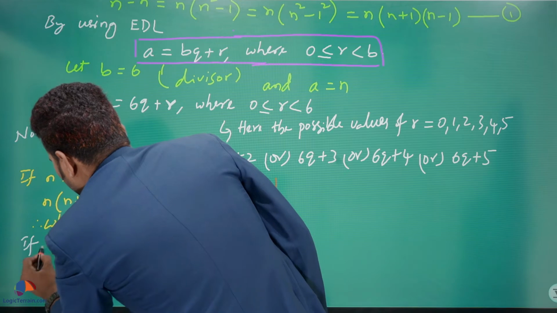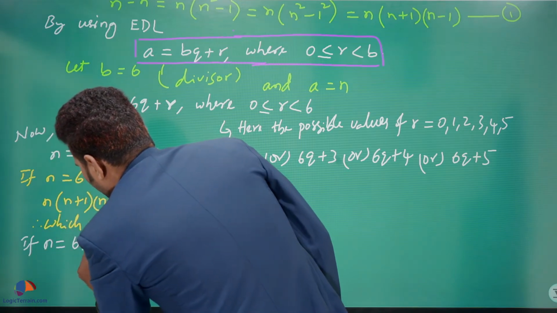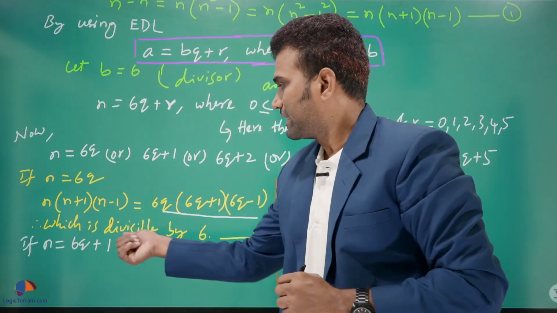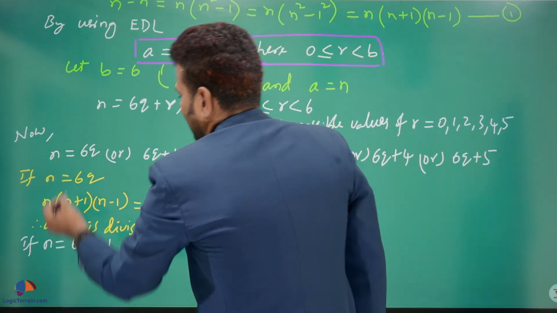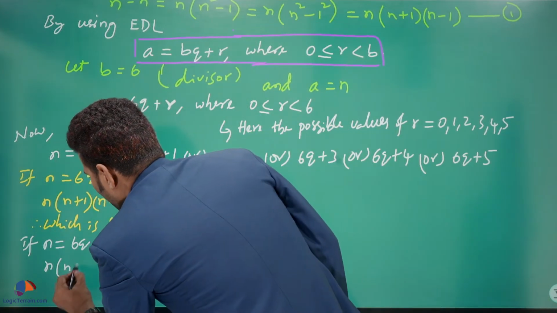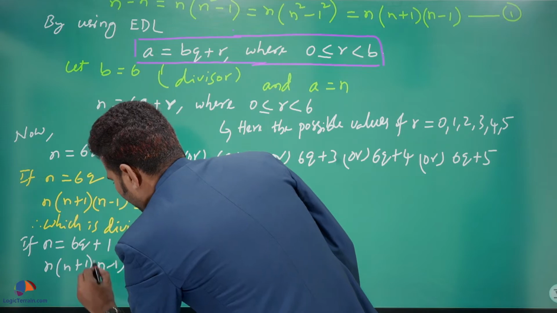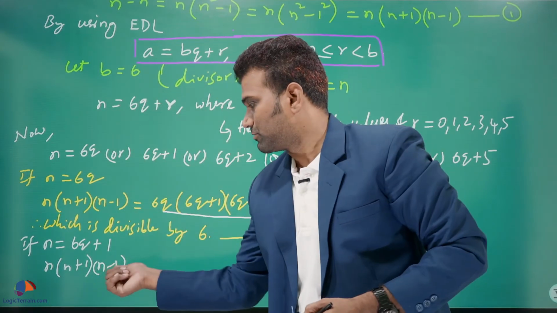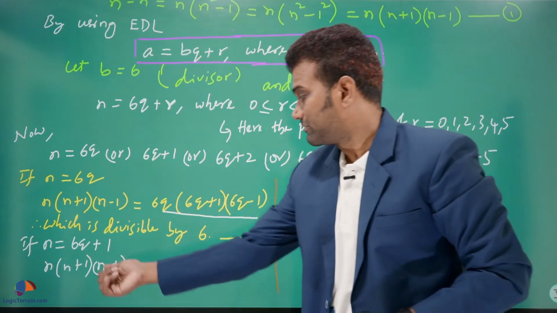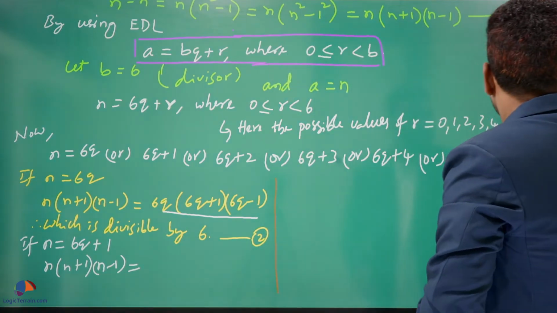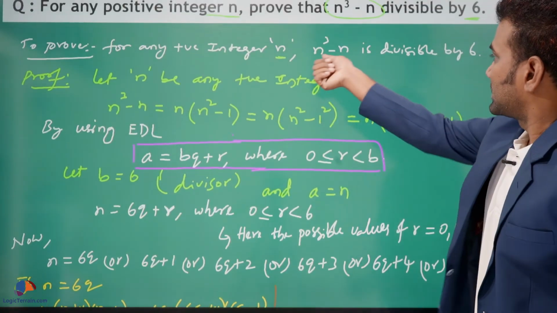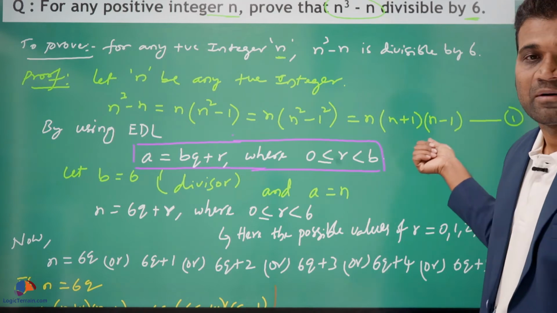If n equals 6q plus 1, then n into n plus 1 into n minus 1 becomes, because this is what we need to prove, whether this is divisible by 6 or not. So on simplifying this, we got this form. Clear?